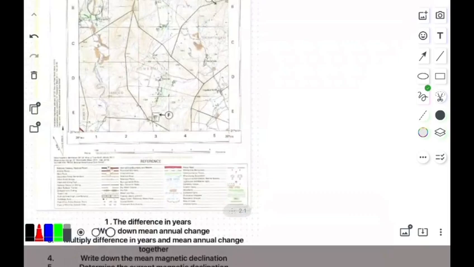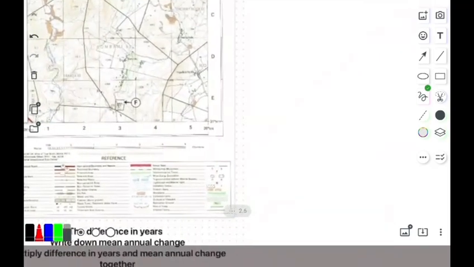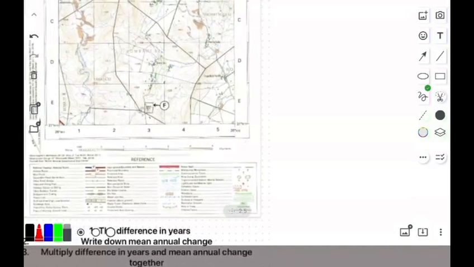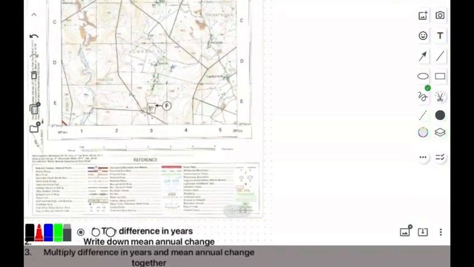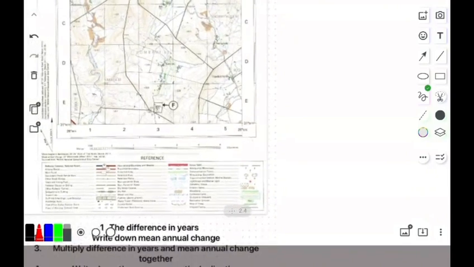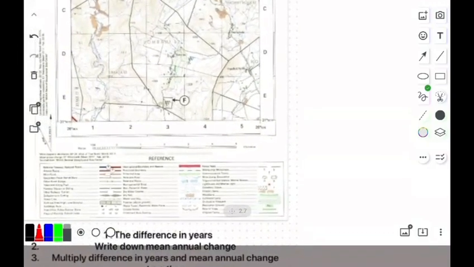That's why map makers give us two very important pieces of information: the mean magnetic declination, which is the position at a certain year, and the mean annual change, which tells us how much the magnetic position moves every year. Okay, now let's look at where on the map we actually find this information.